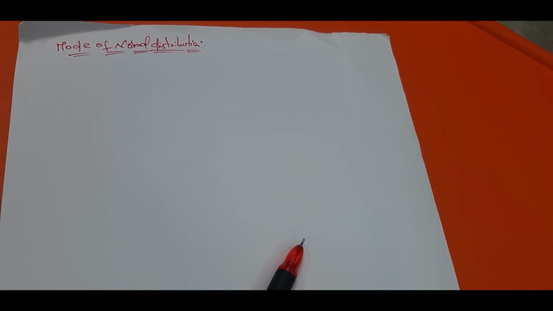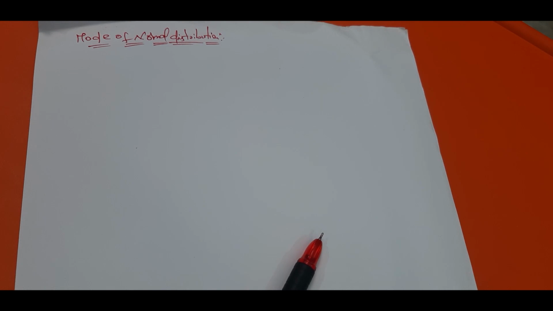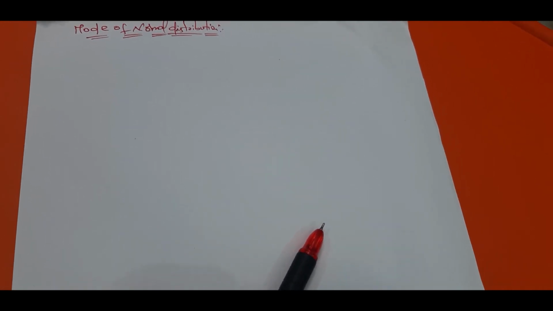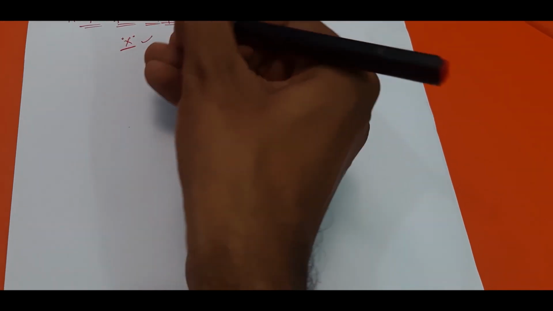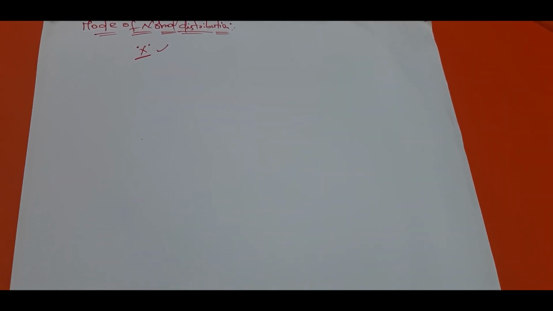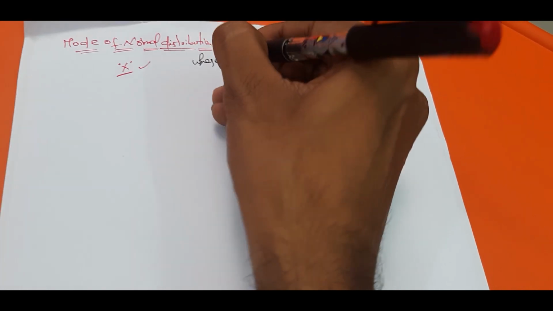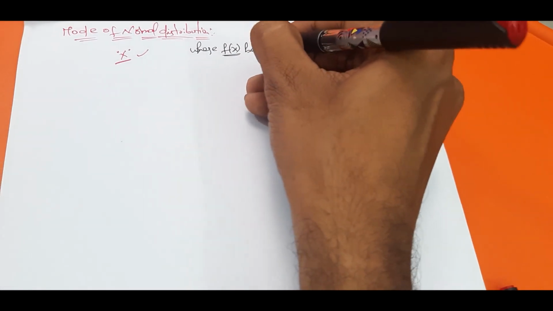Now let's see the mode of the normal distribution. In the previous class we saw the variance for the normal distribution. You already know the random variable can be represented with capital X, right? For this random variable, if you want to find the mode, where f of x is maximum.